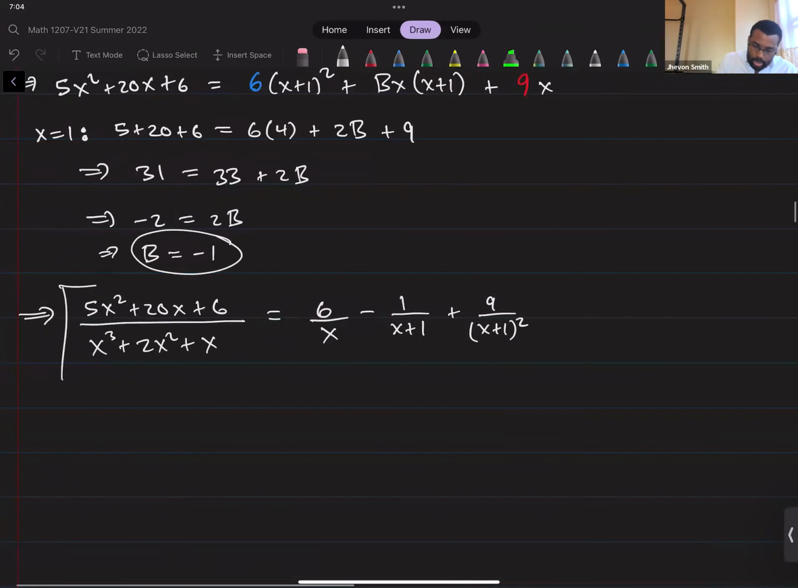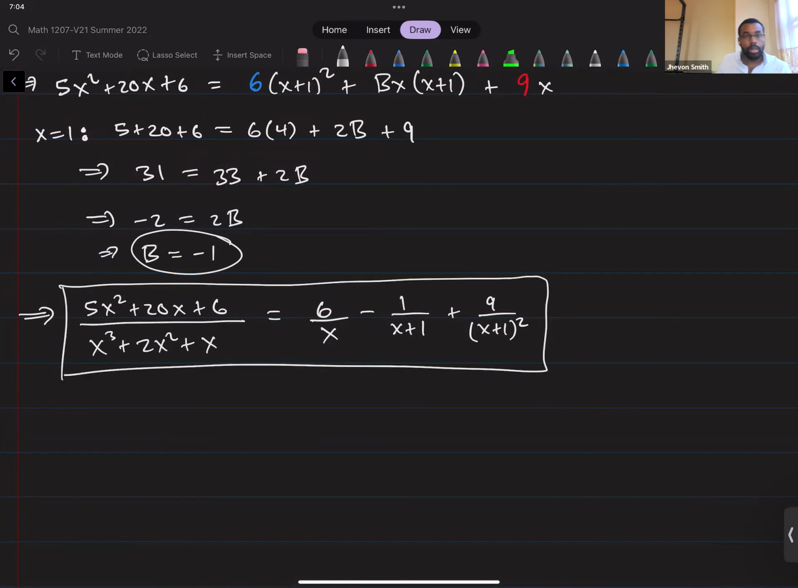And so that's my partial fraction decomposition. And again, if I had to integrate the guy on the left, good luck. But the guy on the right, trivial, right? The integral of that would be 6 ln absolute value of x minus ln absolute value of x plus 1 minus 9 times (x plus 1) to the -1. So yeah, partial fractions, we could use that to actually integrate the left side pretty easily.